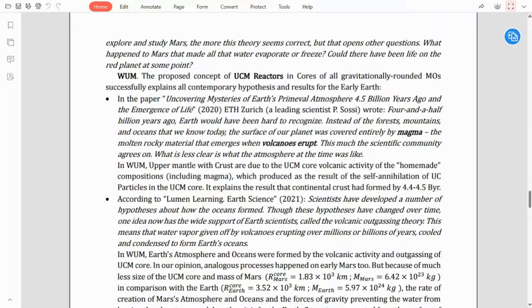According to Learning Earth Science, scientists have developed a number of hypotheses about how the oceans formed. Though these hypotheses have changed over time, one idea now has the wide support of Earth scientists, called the volcanic outgassing theory. This means that water vapor given off by volcanoes erupting over millions or billions of years cooled and condensed to form Earth's oceans.